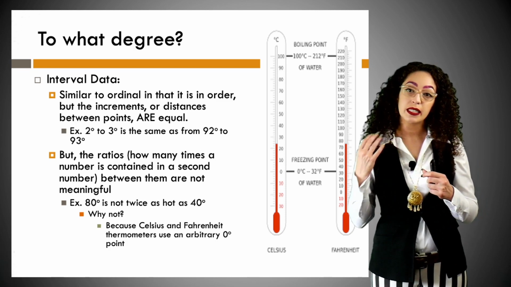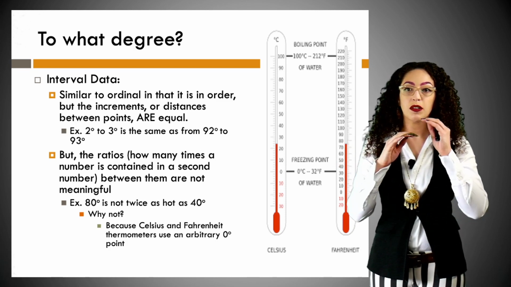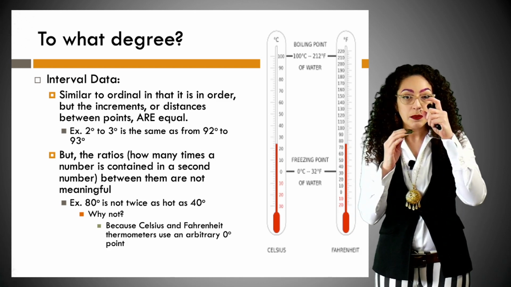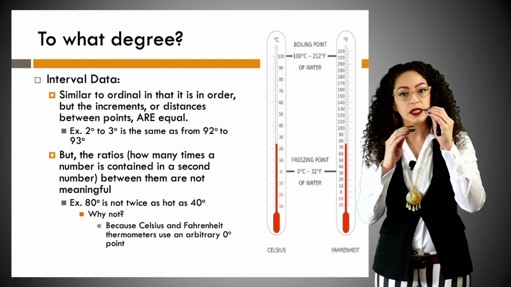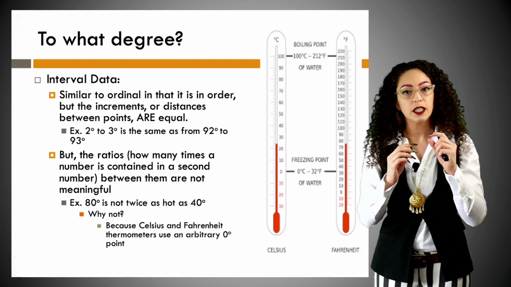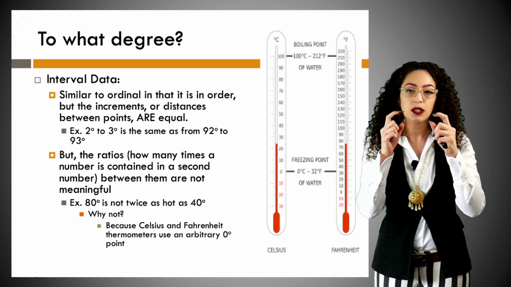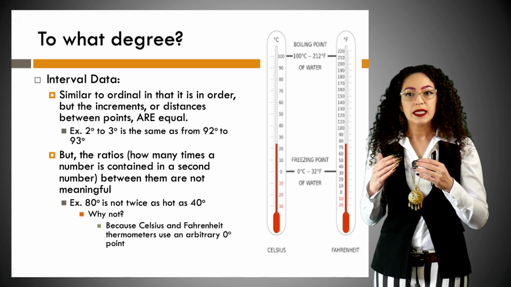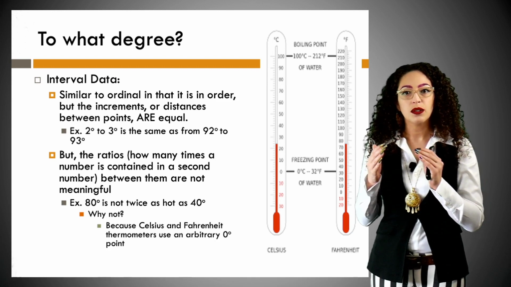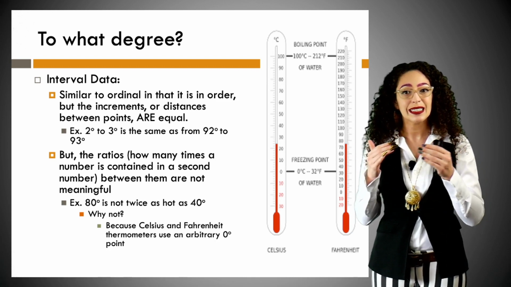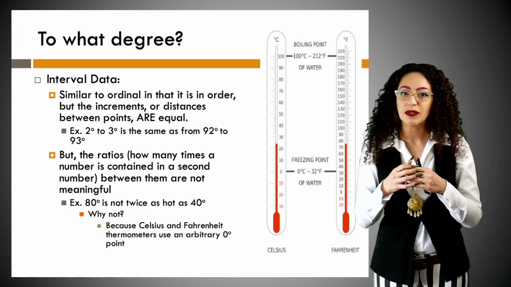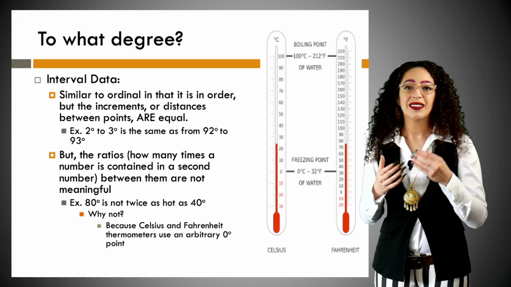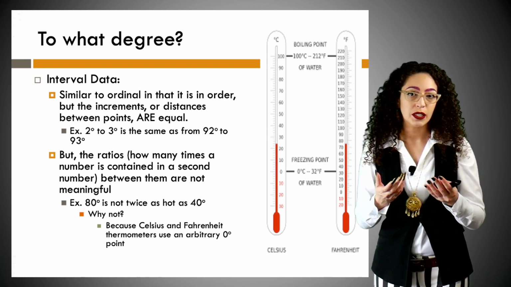We can look at something like temperature. The temperature from, let's say, 2 degrees to 3 degrees, that's 1 degree of difference, is the same size as from 92 to 93 degrees. There's one little notch increment, and that's the same amount of degree change no matter where it is on the scale. But the ratio, so how many times a number can be contained in another number, between them is not meaningful. So what does that mean? That 80 degrees is not necessarily twice as hot as 40 degrees.